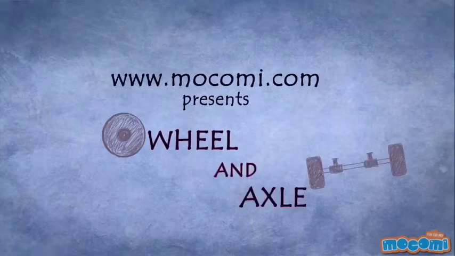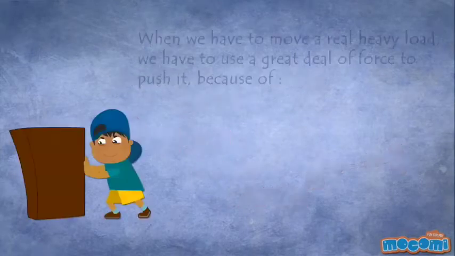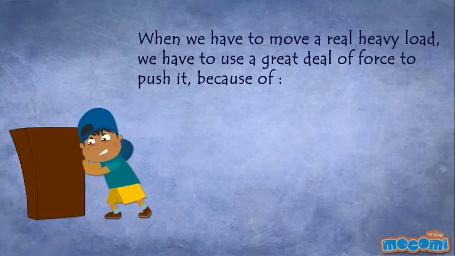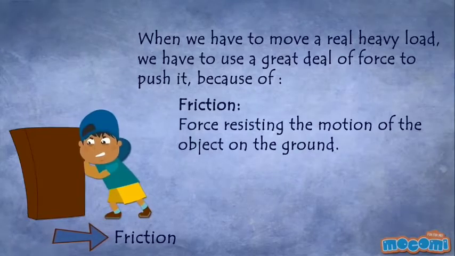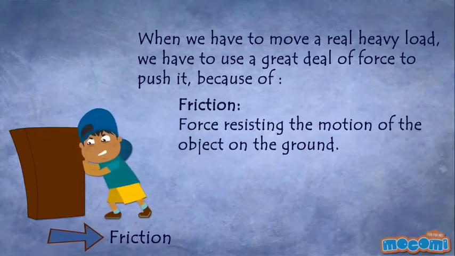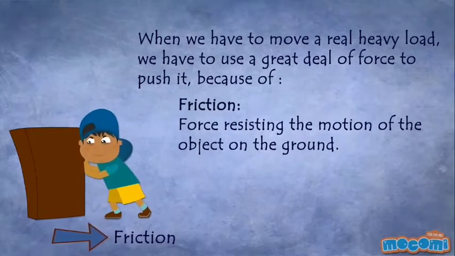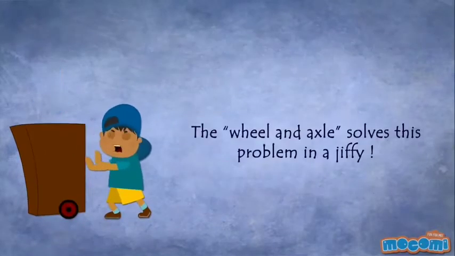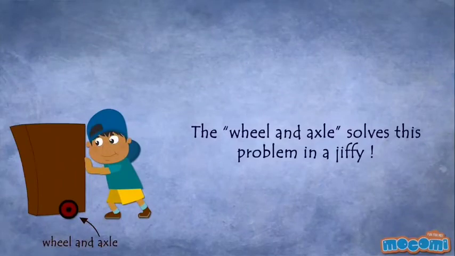The wheel and axle. When we have to move a real heavy load, we have to use a great deal of force to push it. This is because of friction, which is the force resisting the motion of the object on the ground, and gravitational force that pulls the object to the ground. The wheel and axle solves this problem in a jiffy.